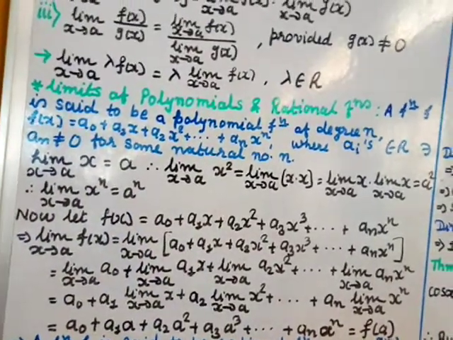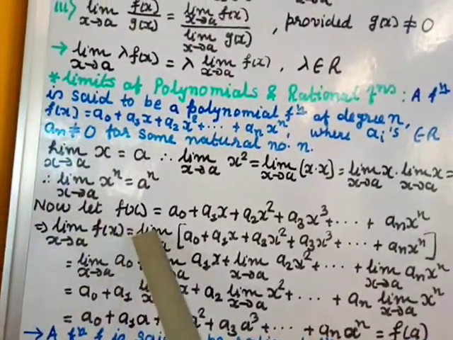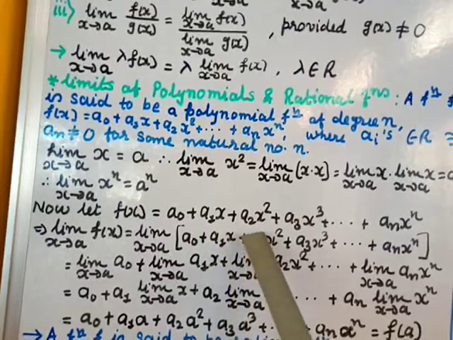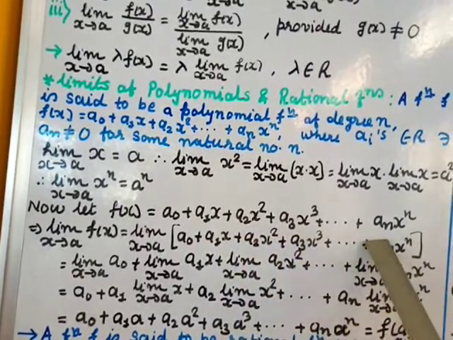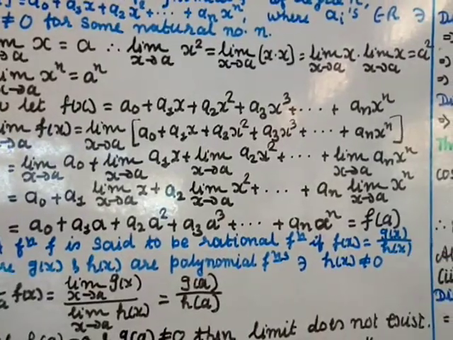Now let us find the limit of the polynomial function. Let f(x) equal to a0 plus a1x plus a2x square plus a3x cube plus up to plus an x power n be a polynomial. Take limit on both the sides.